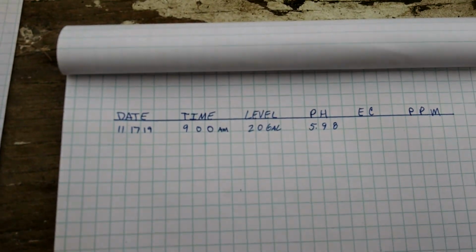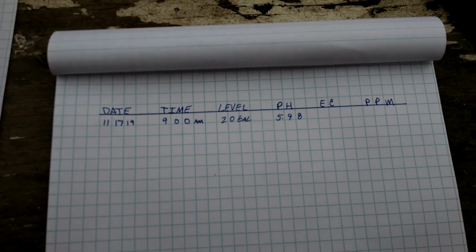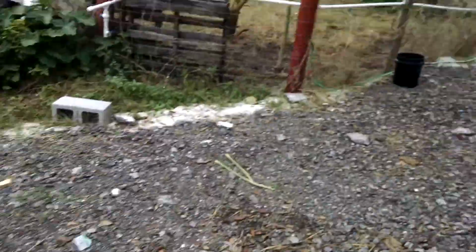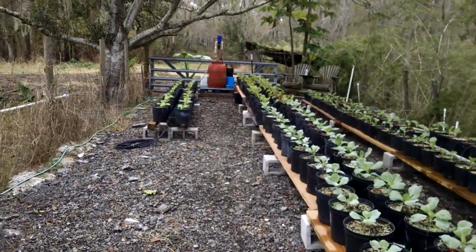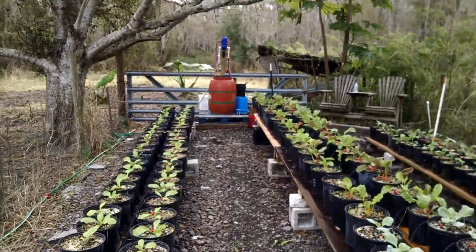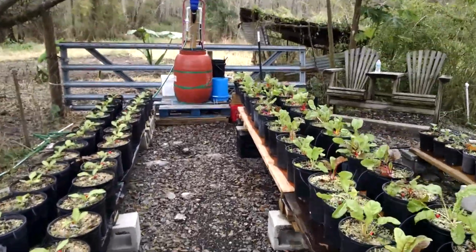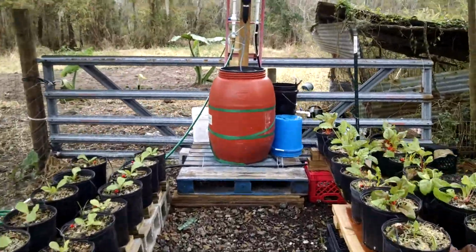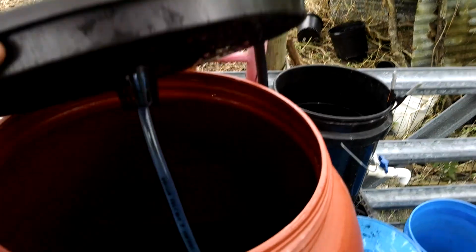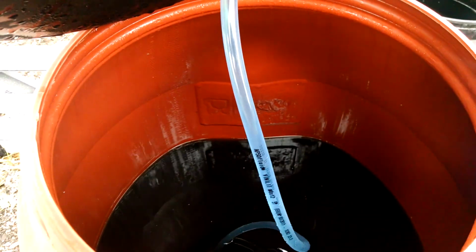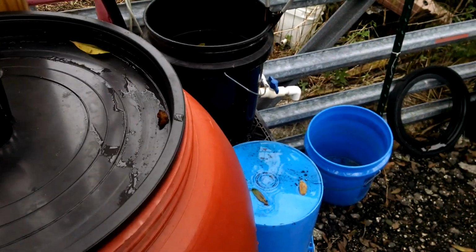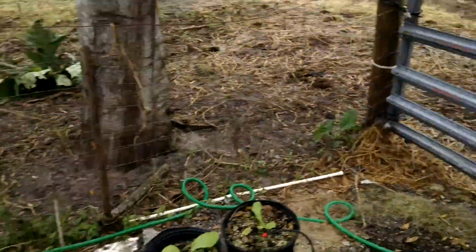So right now I have the date, the time, the level of the reservoir, and right now I'm using a 40-gallon reservoir, and the fertilizer inside is right at about 20 gallons. I'll probably show you in here, and that's right at about the halfway mark. So it's right at about 20 gallons. I just wanted to show you that.